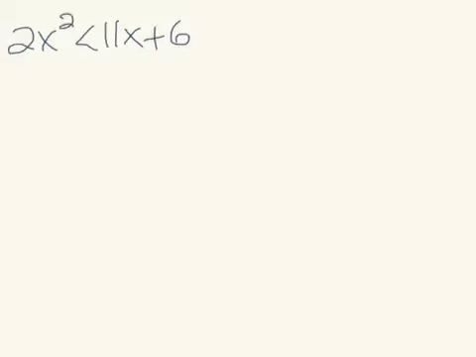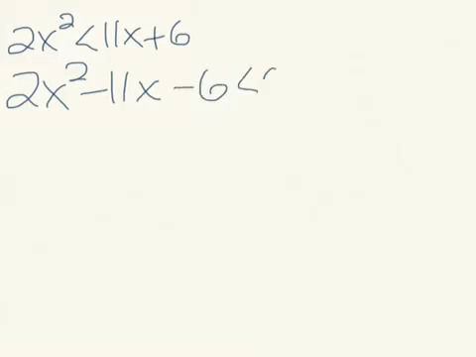Okay, we're going to solve 2x squared is less than 11x plus 6. Now the first thing that we want to do is to get 0 on one side. Since we have a quadratic term, 2x squared, that's already positive, we want to keep it that way. So we're going to get 0 on one side by subtracting the 11x and the 6. That will give us 2x squared minus 11x minus 6 is less than 0.